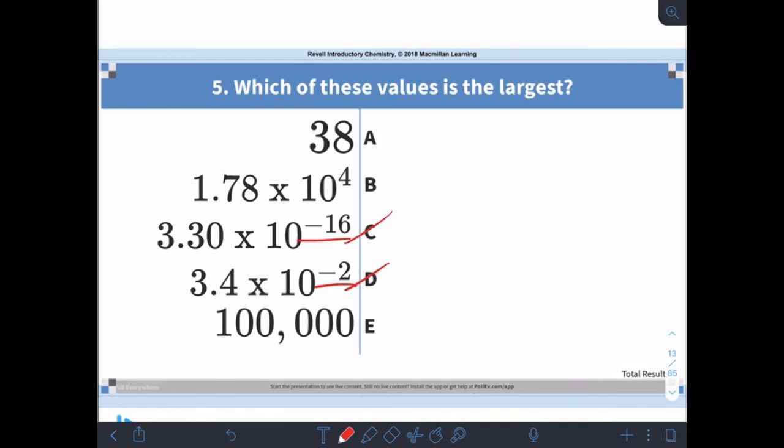Now let's take a look at answer B. If I were to convert that to standard notation, that comes out to be 17,800, not 1.78. It looks like 100,000 is definitely larger than that. And poor number 38, not even in the running. Poor guy's got to go home, cry himself to sleep.